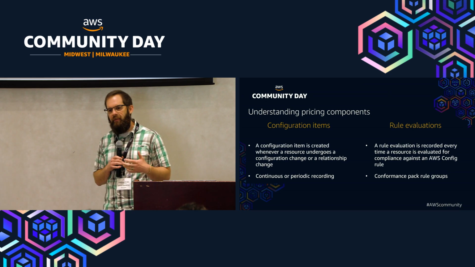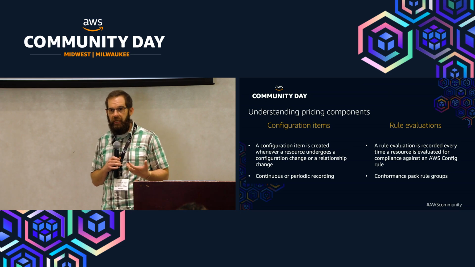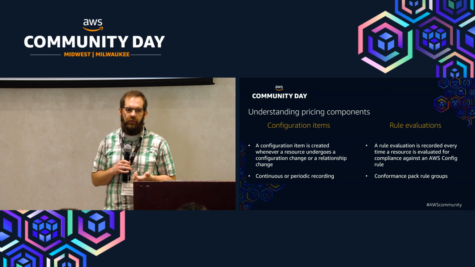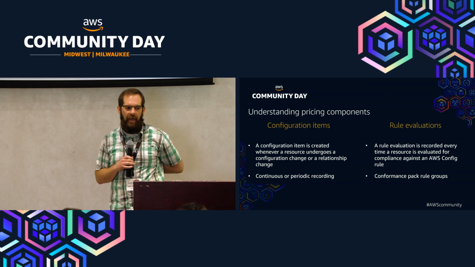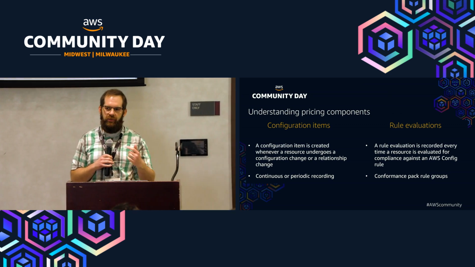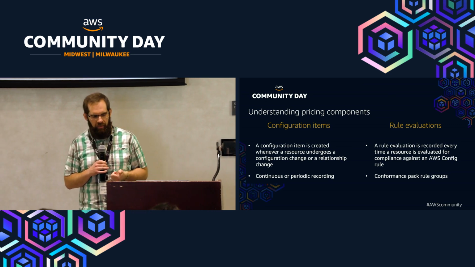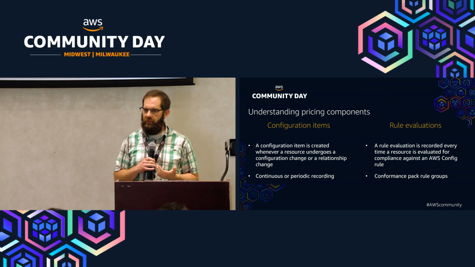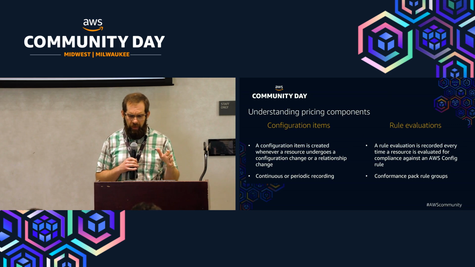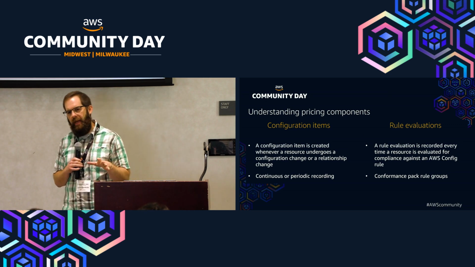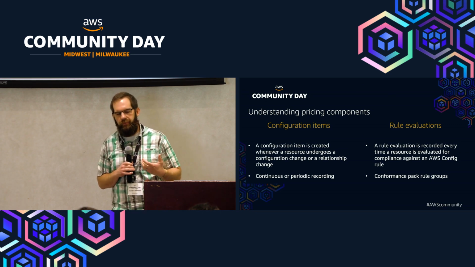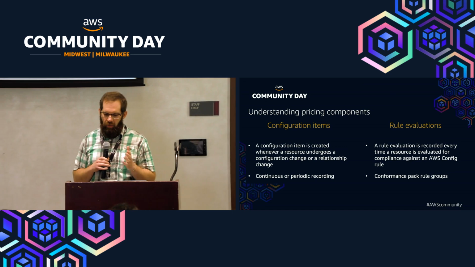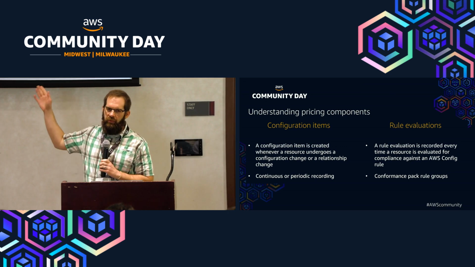So every time I have a resource undergo a change, I want to evaluate that against a set of rules that I've created to make sure that I'm maintaining a consistent state or a configuration that I allow, right? So those rule evaluations, again, every time a rule evaluates a resource, that's a cost element for it. And then there's also conformance packs. So think of conformance packs as sort of collections of rules. And so there's a different sort of pricing scheme for that. But largely, this is where you would see cost.